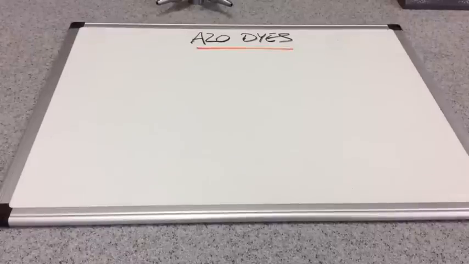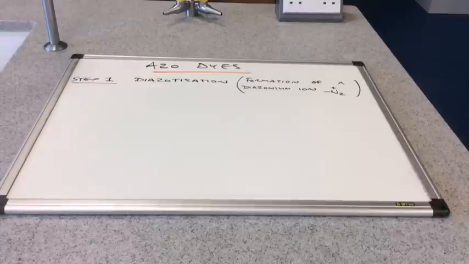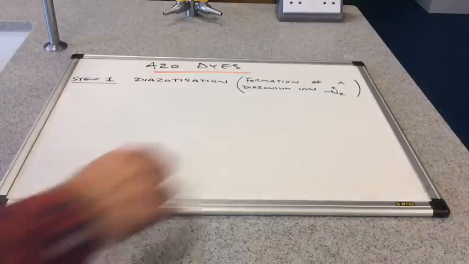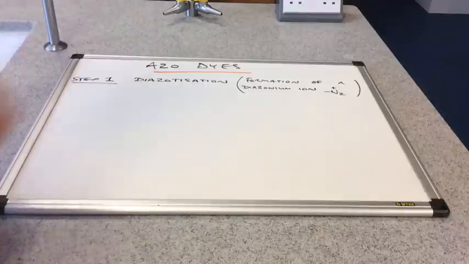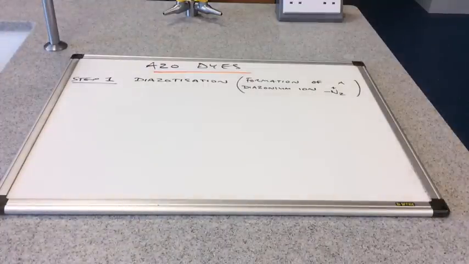In this video I'm going to take a look at how Azo dyes are produced from aromatic amines. So we'll look at the first step of the process now, and that's known as Diazotization. What that means is we're going to form what's known as a diazonium ion, and a diazonium ion contains this N2 plus ion. So we'll draw that out now.